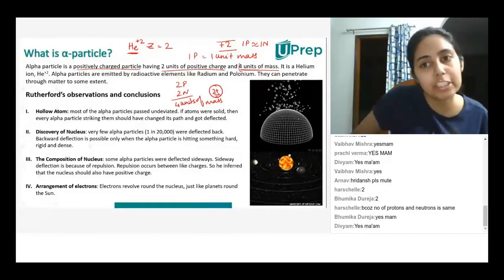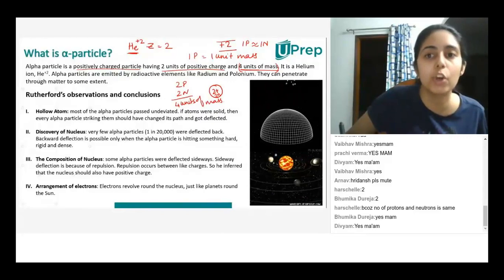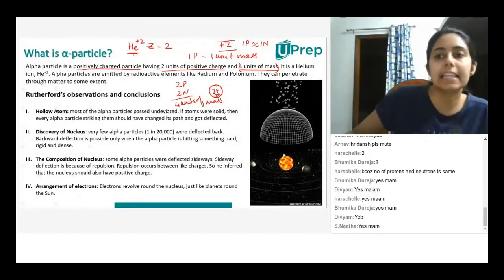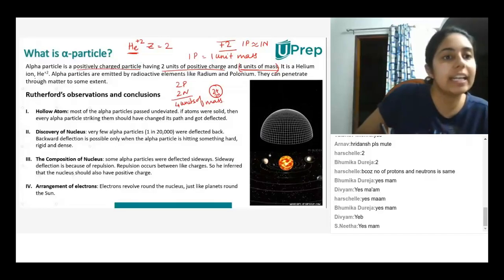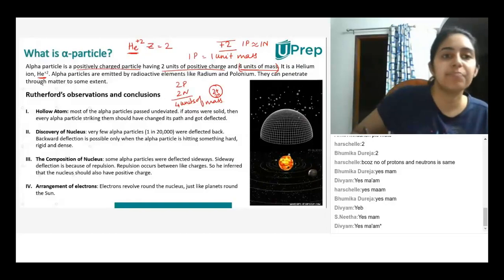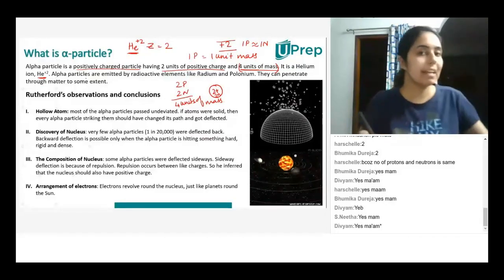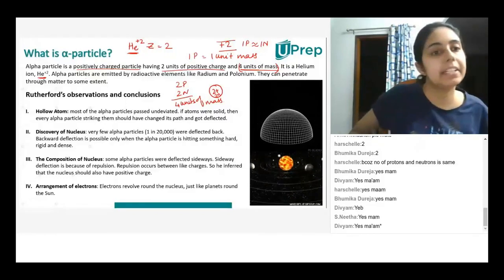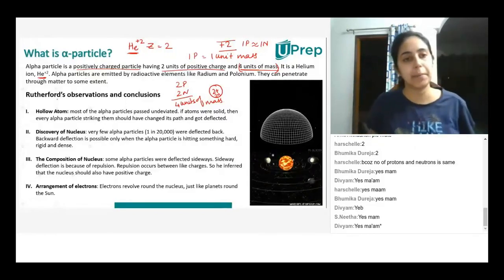Where are these 4 units of mass coming from? 2 from protons and 2 from neutrons. So basically, an alpha particle is nothing but a helium ion. Okay, it is a helium +2 ion. That is what alpha particles are. So alpha particles are emitted by radioactive elements like radium and polonium. They can penetrate through matter to some extent.